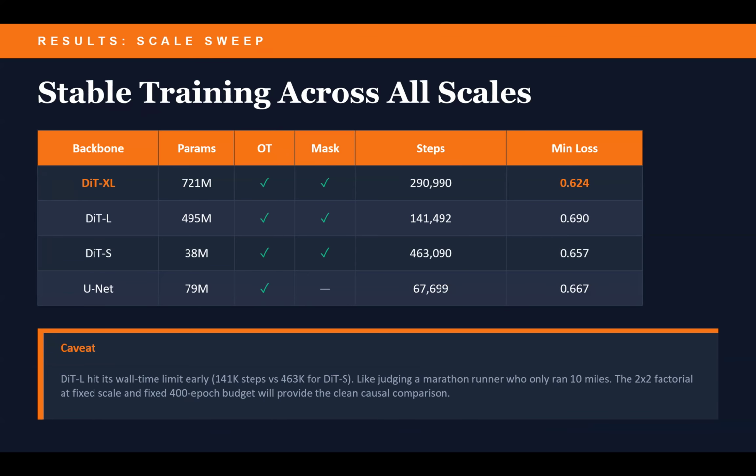So now talking about the scale suite, we also validated across different scales: DiT-XL, DiT-Large, DiT-Small, and even a U-Net baseline all trained stably. The caveat was that DiT-Large hit its wall time limit early, so comparing step counts directly is like judging a marathon runner who only ran 10 miles.